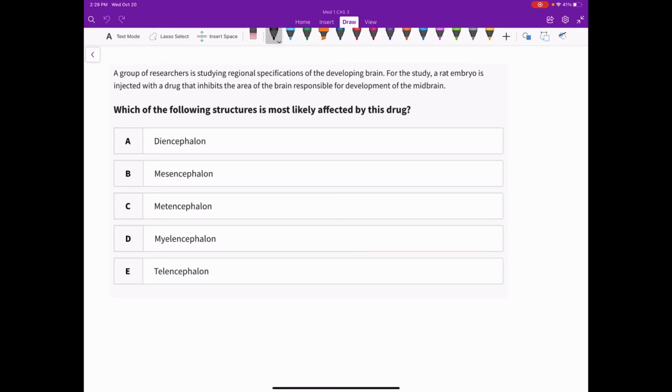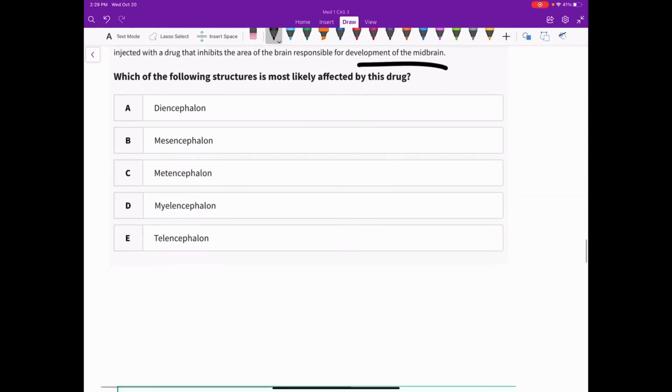A group of researchers is studying regional specifications of the developing brain. For the study, a rat embryo is injected with a drug that inhibits the area of the brain responsible for development of the midbrain. Which of the following structures is most likely affected by this drug? I was screaming it before, but let's talk about it real quick. We know the neural tube, right? Formed this region right here.